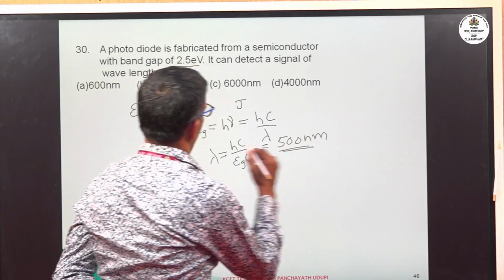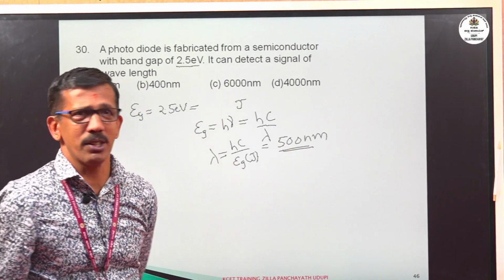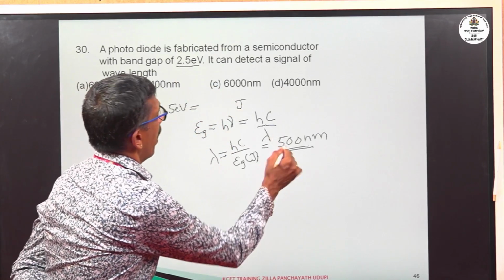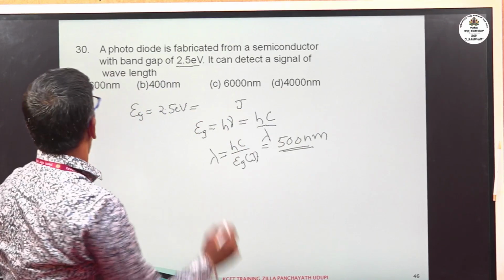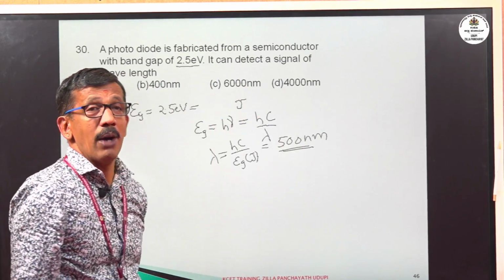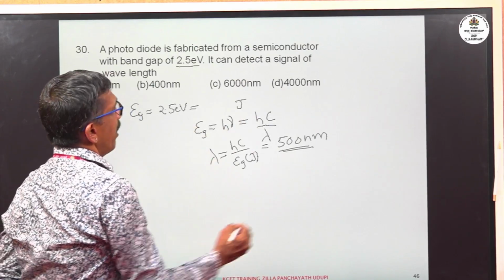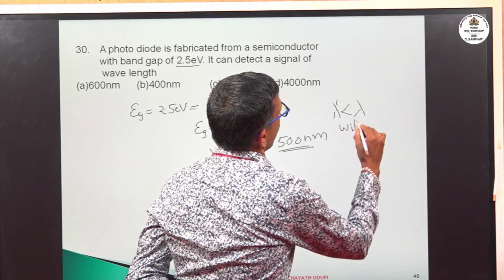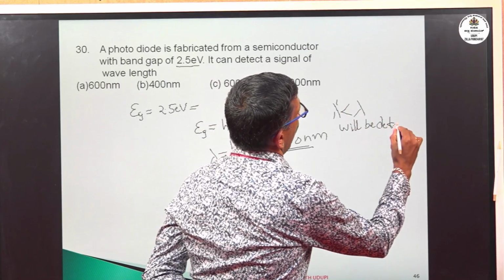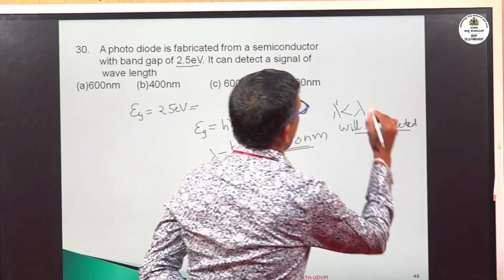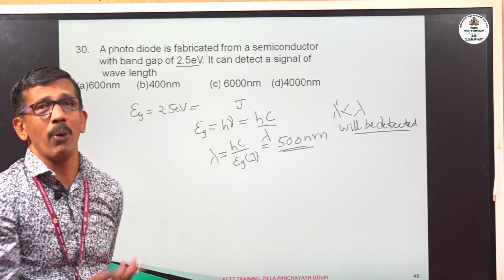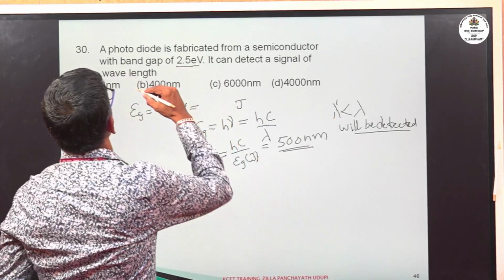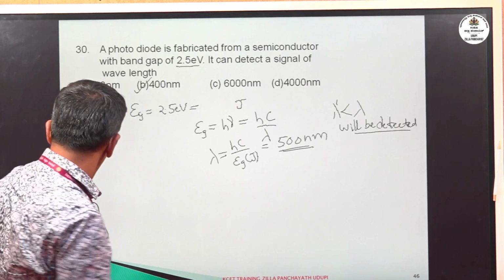If you use the standard value of Planck's constant, the speed of light, and the energy gap already converted into joule, and simplify, we get lambda as 500 nanometer. Out of these 4 values, the wavelength which is less than lambda, lambda dash less than lambda, will be detected, because lambda is called the threshold wavelength. The signal having wavelength less than the threshold wavelength is detected. So the correct option for this question is option B.